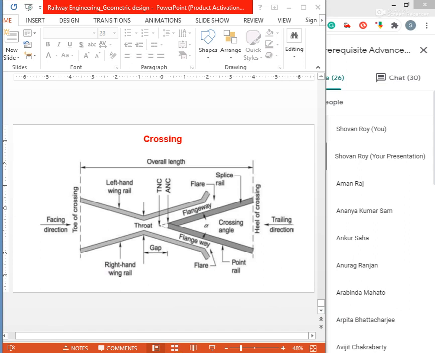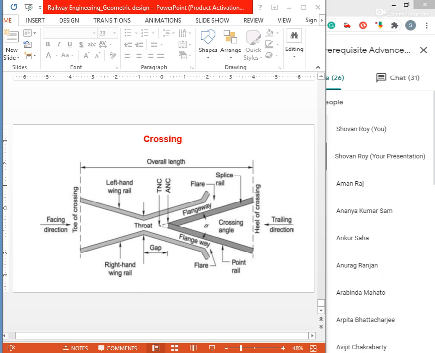Okay, types of crossings. The crossing may be of some types, like acute angle crossing, or V crossing, which is the intersection of two gauge faces forming an acute angle. For example, when a right rail crosses the left rail, it makes an acute crossing. And the obtuse or diamond crossing, in which the two gauge faces meet at an obtuse angle.